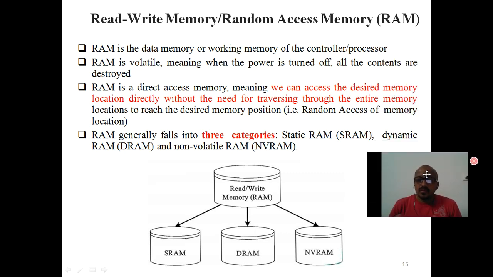So with this we covered all the types of ROM. Now we'll just have a discussion about RAM. RAM is random access memory, also called read-write memory, or sometimes we call it data memory. ROM is program memory, and RAM is data memory or working memory in a controller or processor based embedded system.